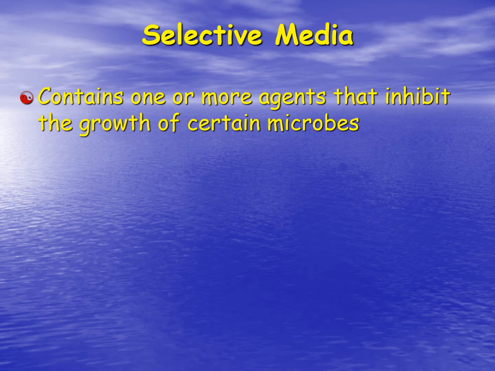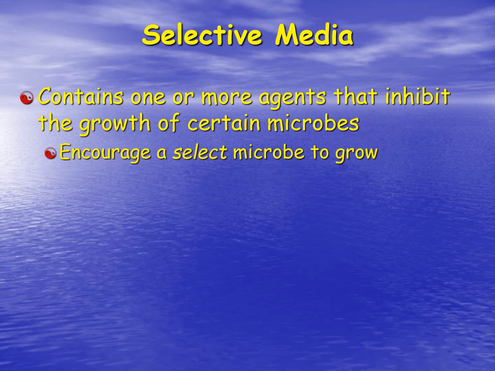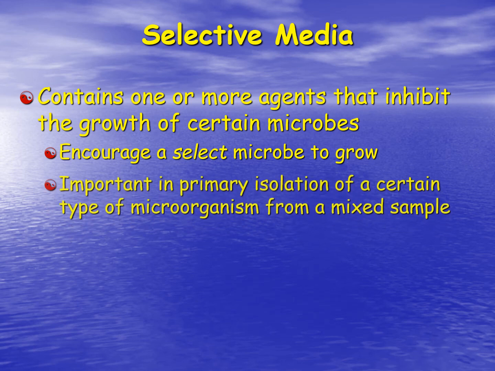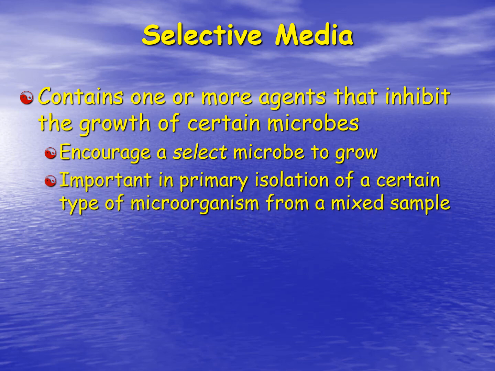Selective medias contain one or more agents that inhibit the growth of certain microbes. In our laboratory, one of the main things that we use selective media for is to select against either a gram-positive or a gram-negative bacteria. So it will encourage a select microbe to grow while completely disallowing the growth of a different type of microbe. It's important in primary isolation of certain types of microorganisms that are in mixed samples.